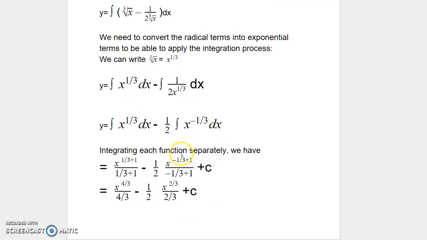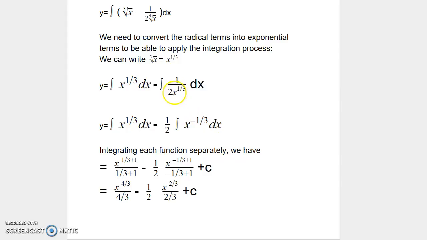Now, we're going to see if there are any constant terms so we can pull them out of the integration process. In the first term, we don't have any constant, so we're going to write it as is. Y is equal to integral x to the power of 1 over 3 dx minus, in the second term, we have 1/2 as a constant. So we're going to pull out that 1/2 outside of the integration process, as shown here, times integral x to the power of negative 1 over 3 dx.